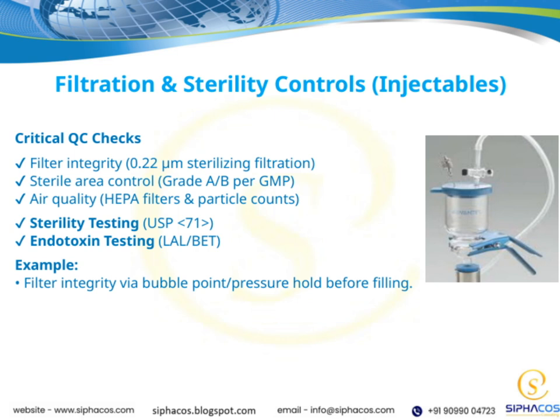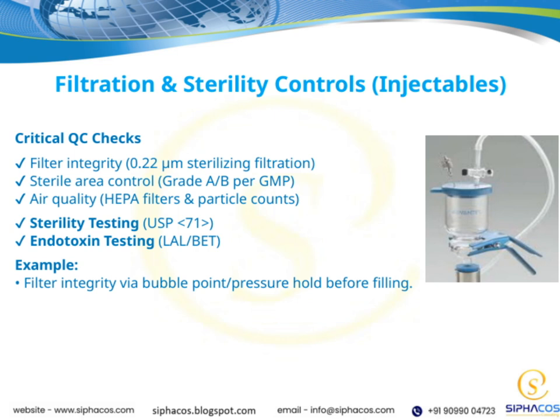These classifications help us uphold the highest cleanliness levels during production. Air quality control is also a key aspect. We rely on HEPA filters to trap airborne particles and regularly perform particle counts to verify air cleanliness. This helps prevent contamination from the environment.